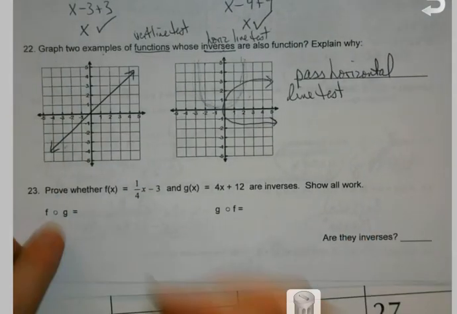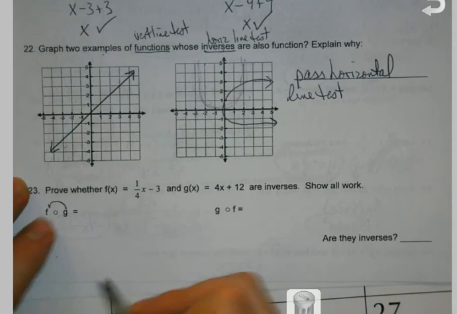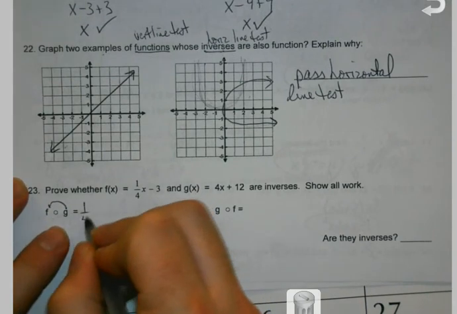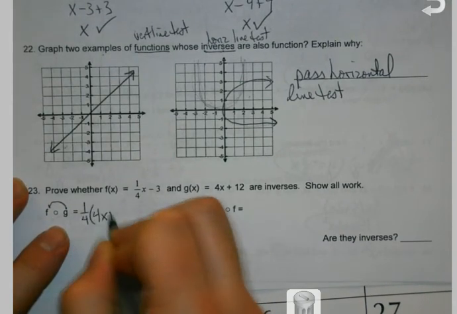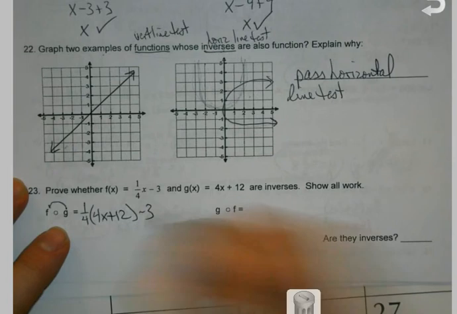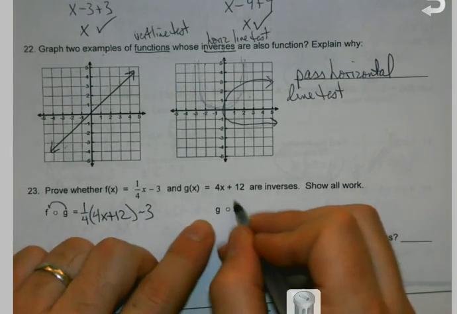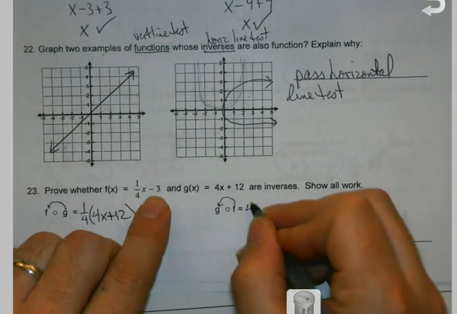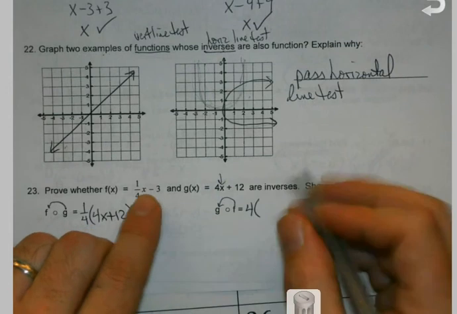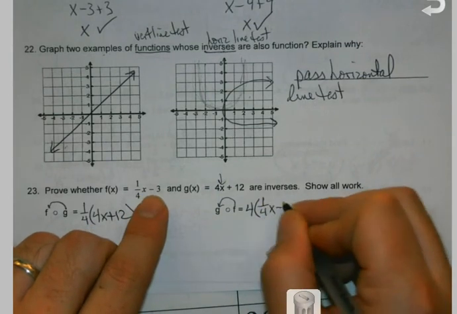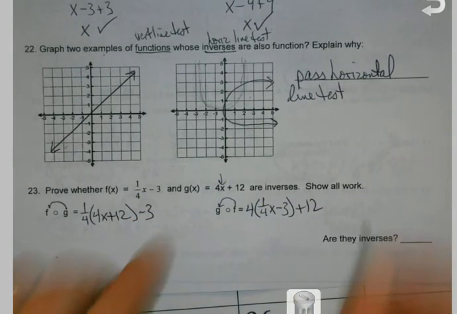23 is going to work similar, the same way 21 did. F of g means g is going into f. Replace the x with 4x plus 12. For g of f, f is going into g. Replace the x with my f function, and I should get x at the end.